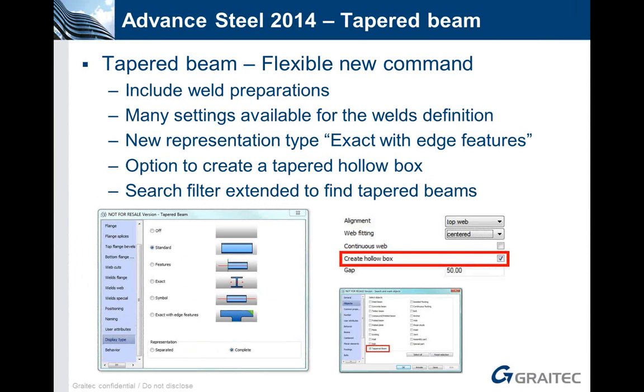It also includes weld preparation between the elements. If you need some weld preparation between the web plates, this is available in the dialog, and for that you have many settings available for the weld definition. We have a new representation type, exact with edge feature, like I showed you on the beam just a few seconds before. There are new possibilities like creating a hollow box. And of course, all the main functionality of Advanced Steel has been extended so that you can, as an example, search for taper beams.